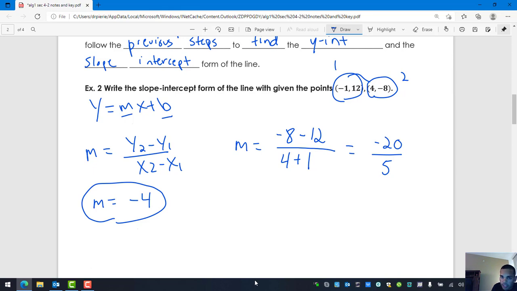Okay, so all I really need to do now is that same process I did before. But I can pick either point that I want. I can pick point 1 or I can pick point 2. Okay, point 2 looks a little bit easier to deal with, so I'll stick with that. So I'm going to plug these numbers into this equation to solve for b. Remember, this is x and this is y. So I'll plug into my formula, y is equal to mx plus b. I'll plug in -8 for y.